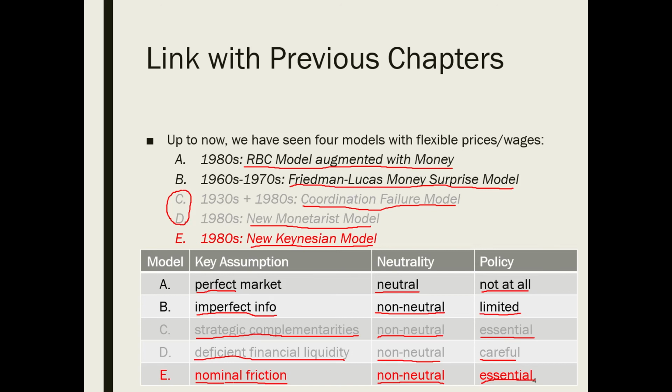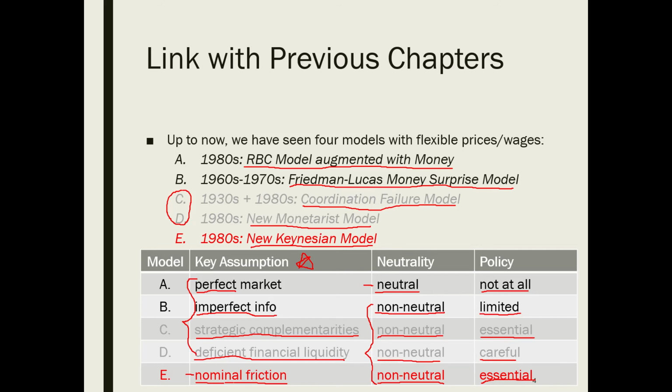If we classify these models in terms of the assumption of nominal friction, then A, B, C, and D belong to the models without any nominal friction, and Model E, the new Keynesian models, belong to the model with nominal friction or price rigidity. If we classify these models in terms of the neutrality of money, then the new classical model, Model A, is neutral, and all the other models B, C, D, and E are all non-neutral.